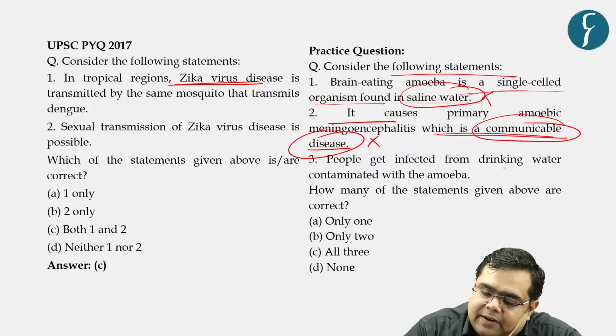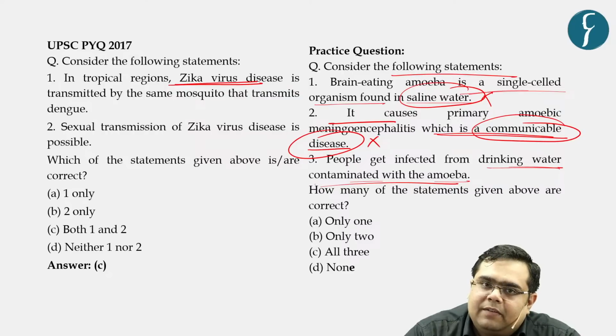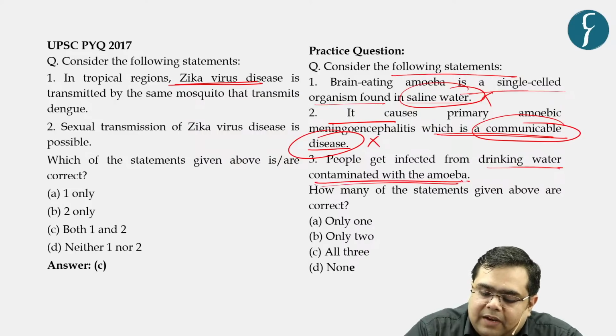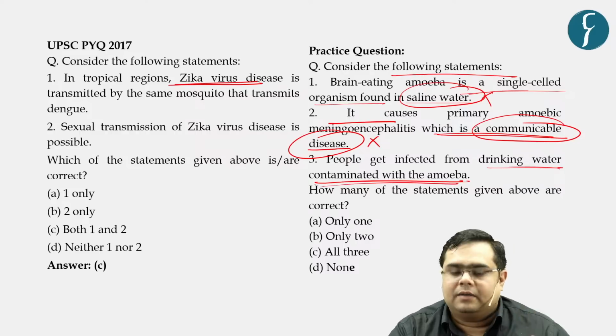People get infected from drinking water contaminated with this amoeba. Obviously, we also discussed this point that if we drink the water infected by this amoeba, this amoeba will not be able to infect us. But if this infected water goes through our nasal cavity, it will definitely reach the brain and cause this infection and subsequent death on likely the 18th day.